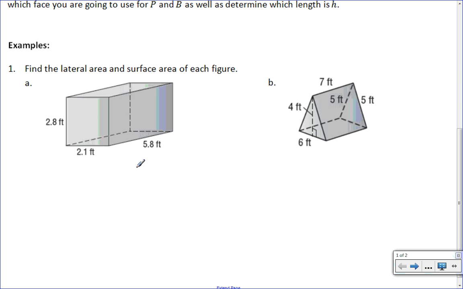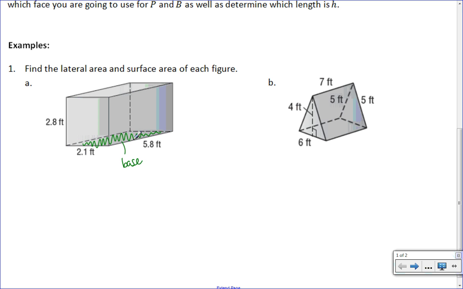Now that won't affect the total surface area, but it certainly will affect what you get for the lateral area, because it's a difference of whether you're talking about the sides versus if you're talking about maybe this direction where the front and the back would be considered the bases. Those will give you two completely different lateral areas. So for the sake of consistency, when dealing with a rectangular prism, let's call the base the bottom. So this right here is what we're going to call the base.